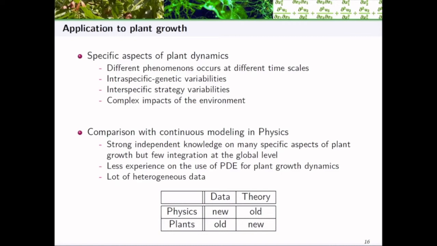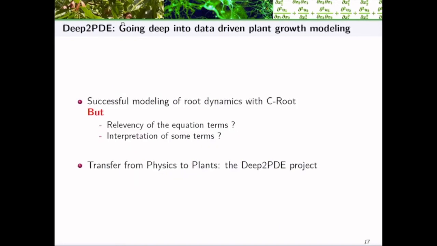And look at the table. We see that physicists have been deriving PDEs for quite a long time, at least 300 years. For plants, it is rather new, around 50 years. So, we were inspired by these recent works done on physics to extract PDEs from data with neural networks. And we would like to apply this idea to plant growth.